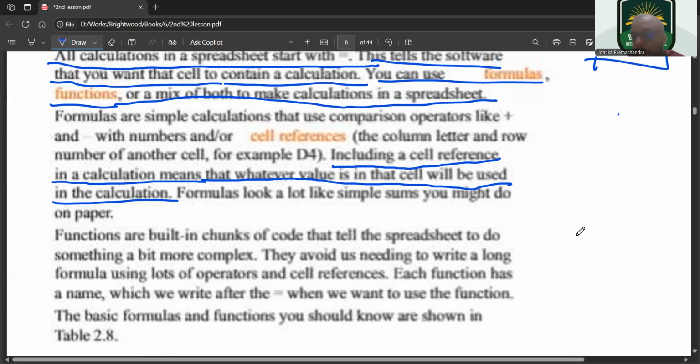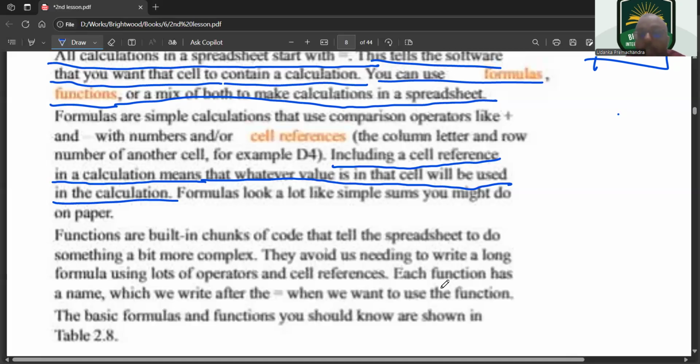If you take an addition of 9 subjects, you would have to put the plus mark 9 times. But you can use the formula. You can get it in one go using the sum with the cell range. Each function has a name, which we write after the equal mark.